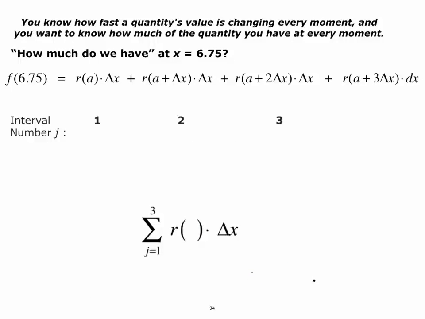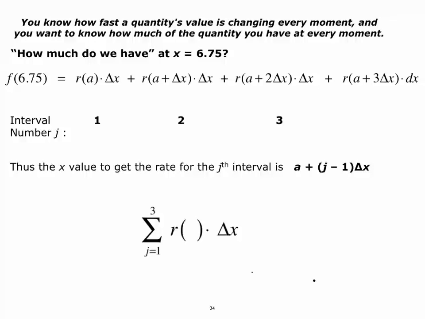Okay, so let's see how this works. Here's the interval number, and that's j, right? So j represents which interval you're talking about. j is 1, and then j is 2, and then j is 3. When j is 2, notice you have a plus how many delta x's? 1. And when j is 3, how many delta x's? 2. So how many delta x's are you adding in the j interval? j minus 1, right? There's always 1 less delta x than the interval number, j.